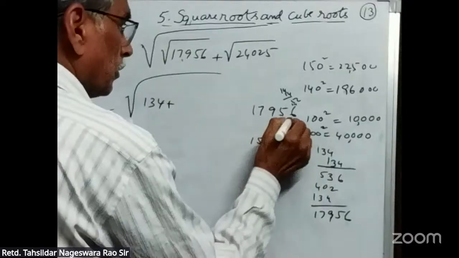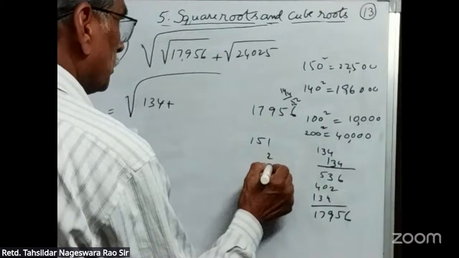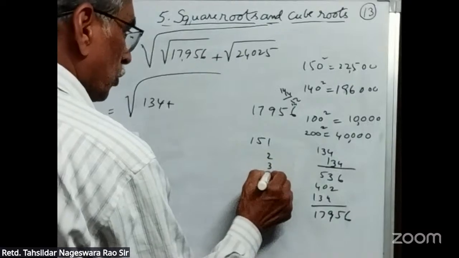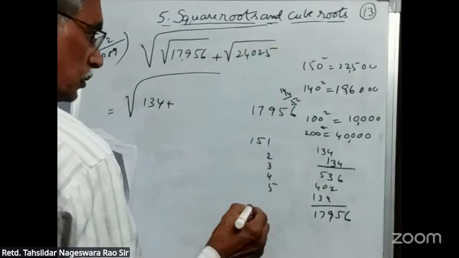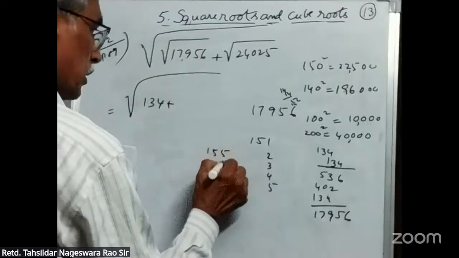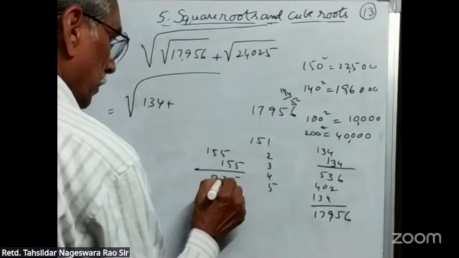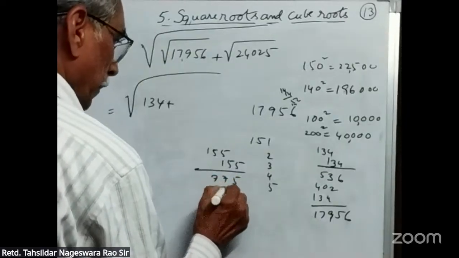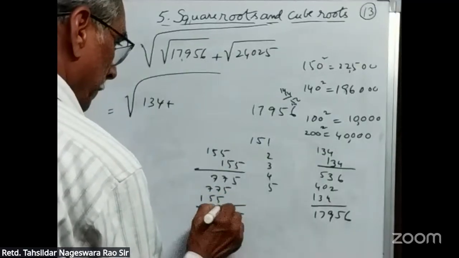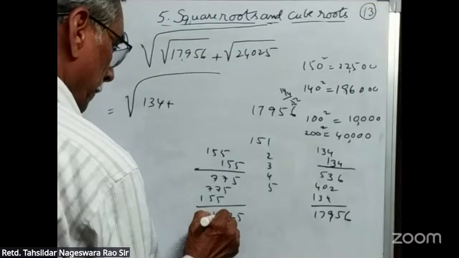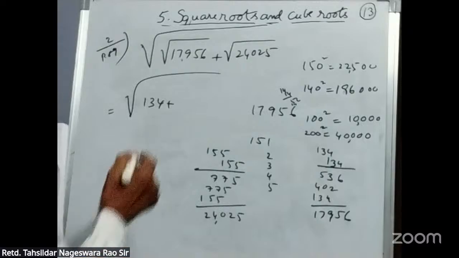151. 1 square, 1. 2 square, 4. 3 square is not useful. 4 square, 5 square. 5 square is useful because it is already 5. 155 square is exact. That is 155.